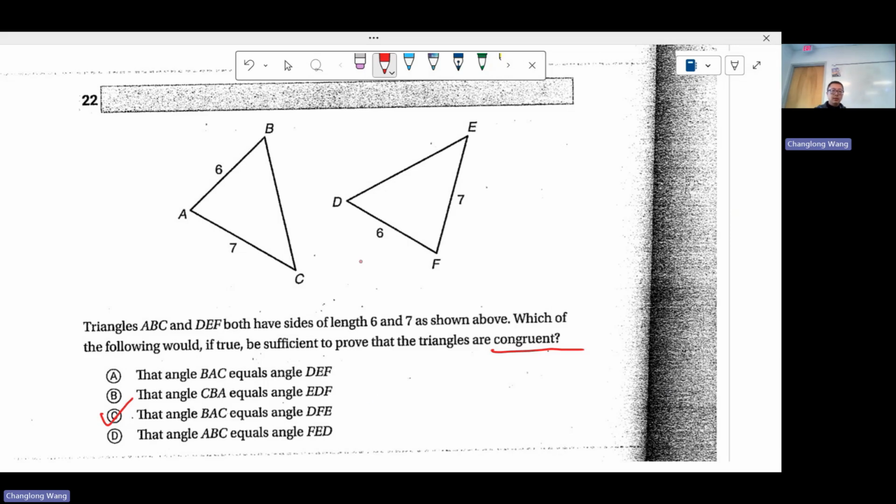Letter C says we have the angles BAC and DFE. Those are the angles between the two sides, and you have the corresponding sides equal. That corresponds to, I believe it's called SAS. You guys remember that, right?